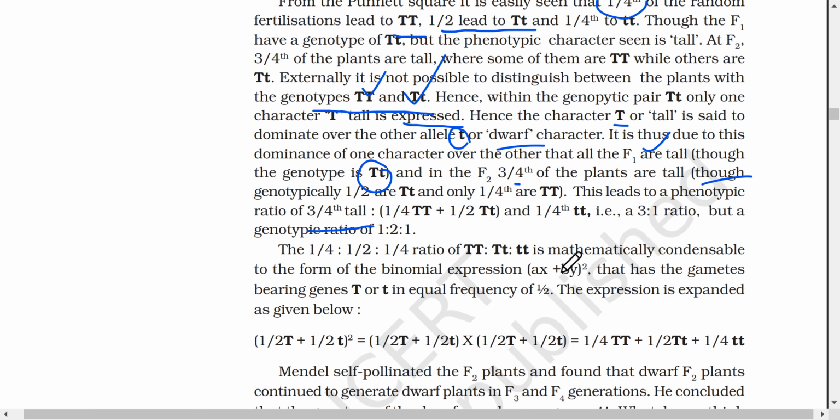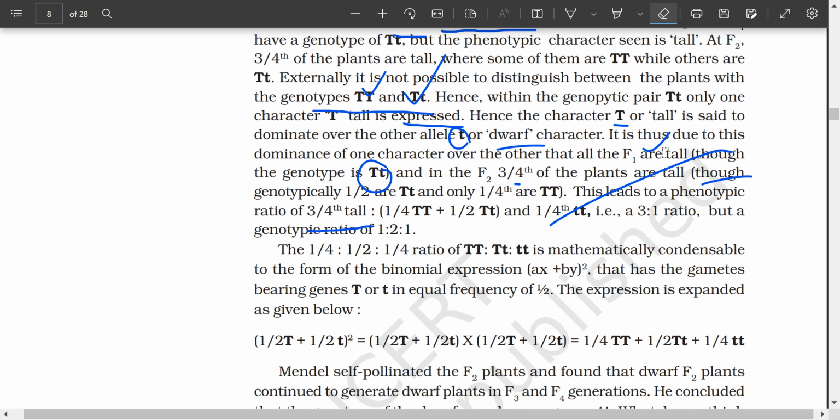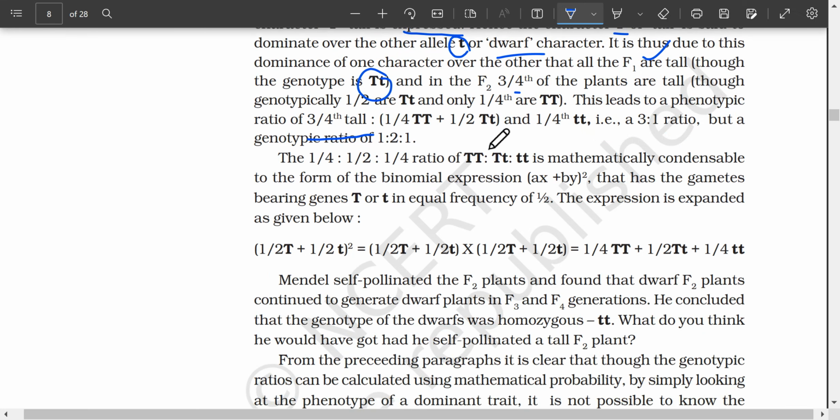3/4 tall and 1/4 dwarf, fine. That is a 3:1 ratio. ये यहाँ पे बता रहे हैं हमें जीनोटिपिक रेशियो। This is the phenotype and this is the genotype. फाइन, ये हमने ऑलरेडी ऊपर देखा हुआ है। This is mathematically condensable to the form of a binomial expression that has the gametes bearing this in equal frequency.